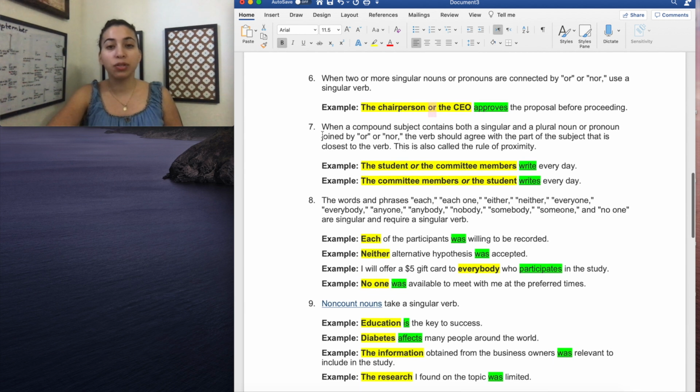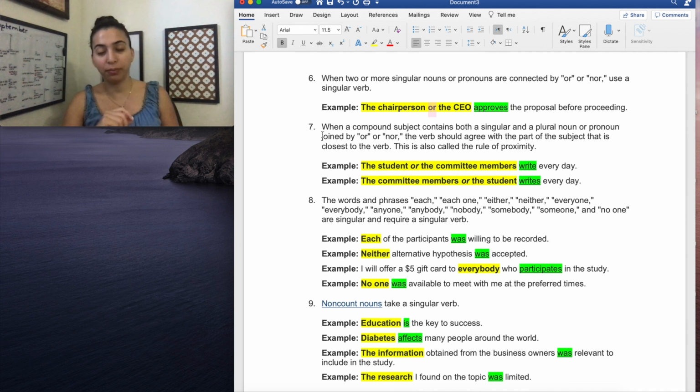Okay? So, when a compound subject contains both a singular and plural noun or pronoun joined by "or" or "nor," the verb should agree with the part of the subject that is closest to the verb. Okay? So, if there's an "or" or "nor," and it's not two singular nouns, then the verb would agree with the word that's closest to the verb.